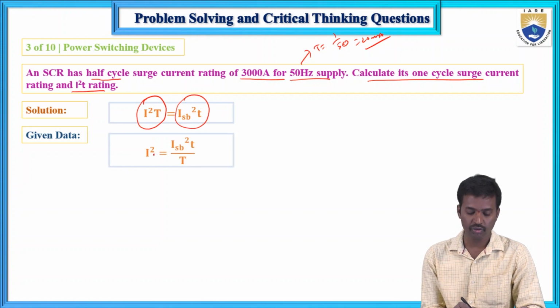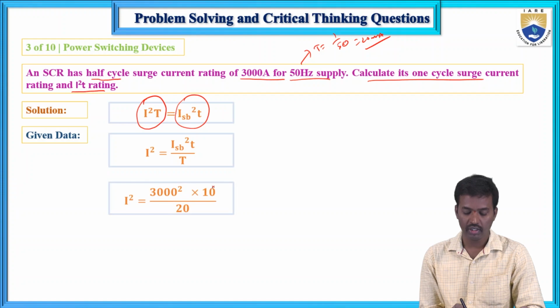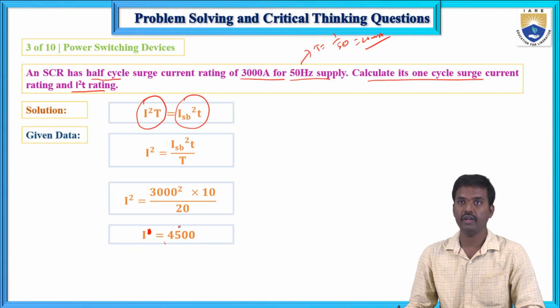So now here I square T equals ISB square into T by T. This is 20 and this one is equal to 10. So now here 3000 square into 10 by 20. So now here this I square T equals 4500.